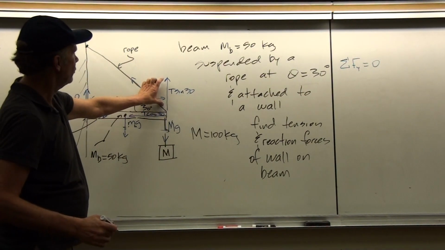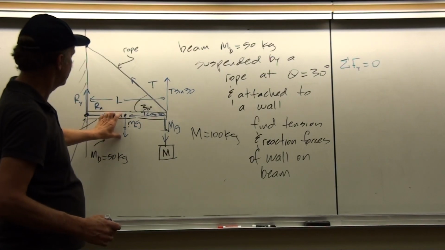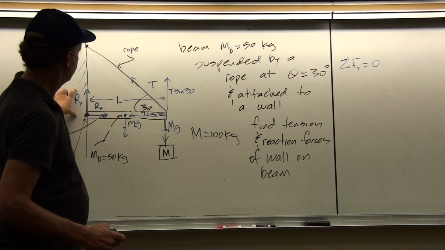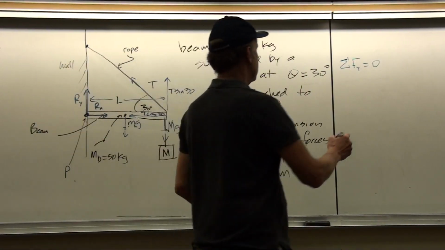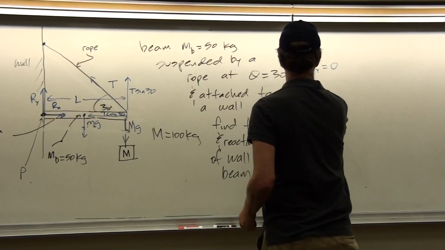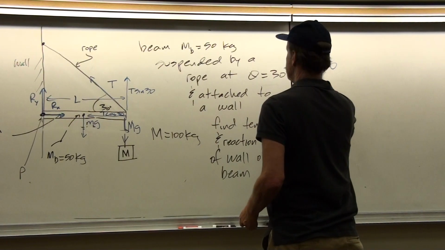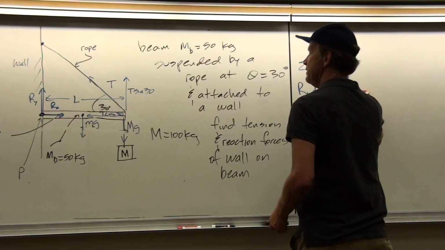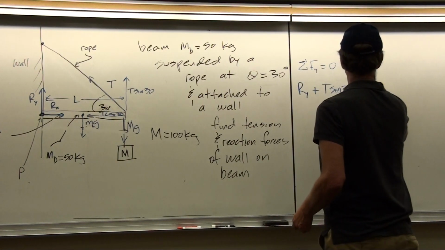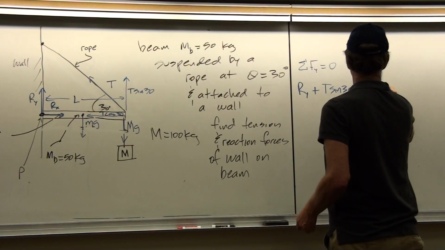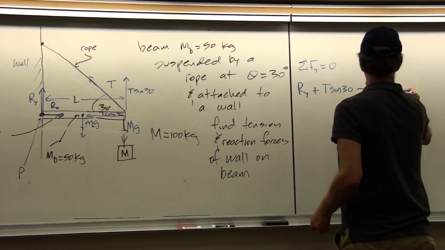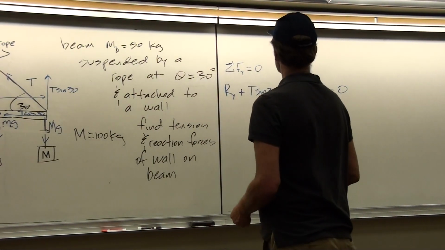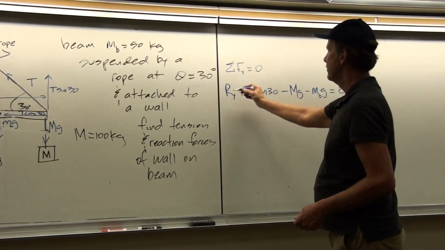Okay, so this will be the y component of the force, and then we've got these two y forces, and we've got Ry. So all of those have to be looked at here. We write this as Ry plus T sine 30 minus big M G minus the mass of the beam times G equals 0. Okay, so that's our y forces.